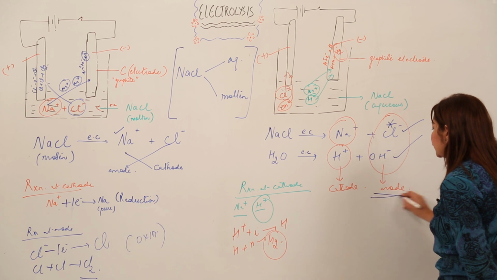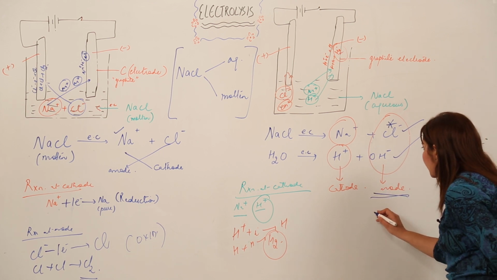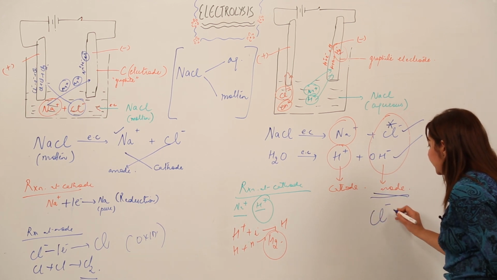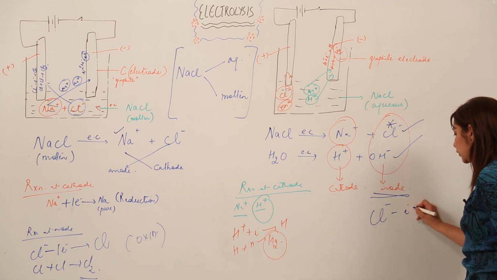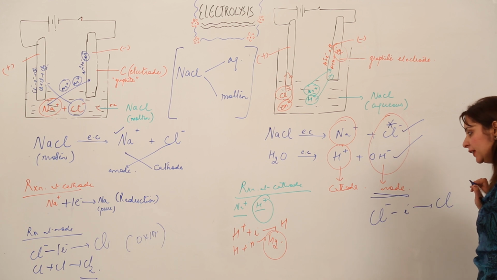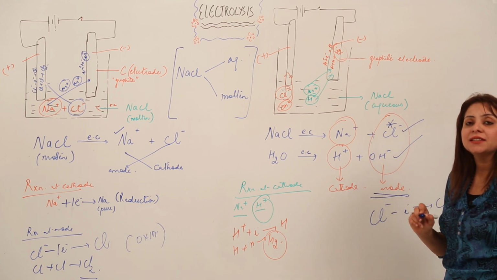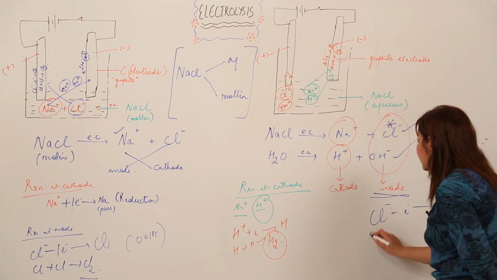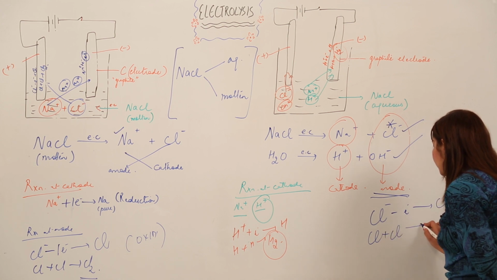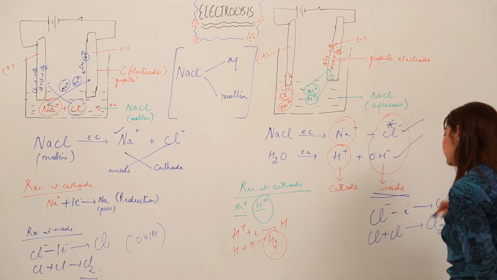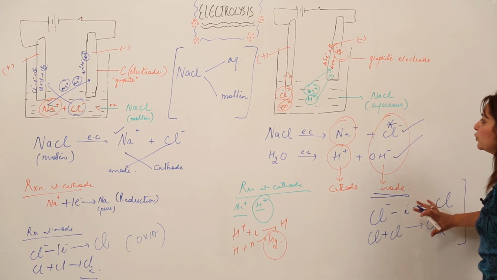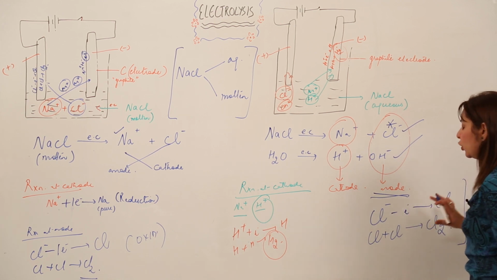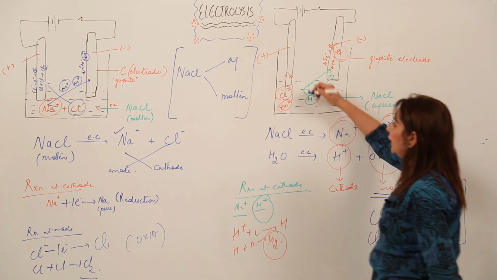So the reaction at the anode is: Cl negative ion loses an electron, forming Cl. And as I have told you, Cl exists as a diatomic molecule, so Cl plus Cl unite to form Cl2. So this is how the reaction takes place, and this is the oxidation. I am just showing it in the figure as well.